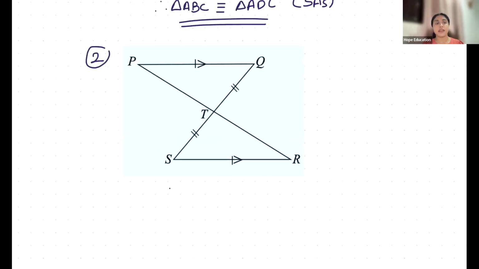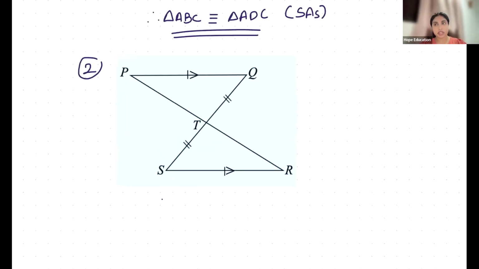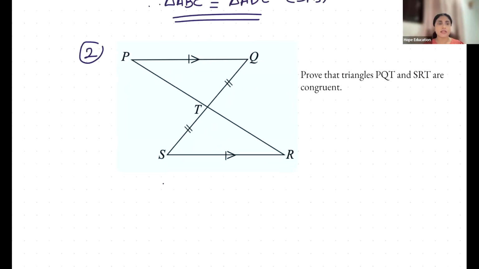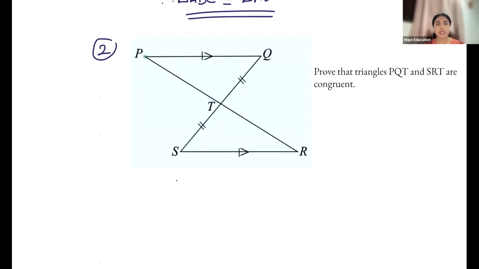here are the two triangles that I want you all to make congruent. Prove that triangles PQT and SRT are congruent. This is the question. Okay. So, let's look at these. Now the two triangles that I have to make congruent are, one is PQT, the other one is SRT.